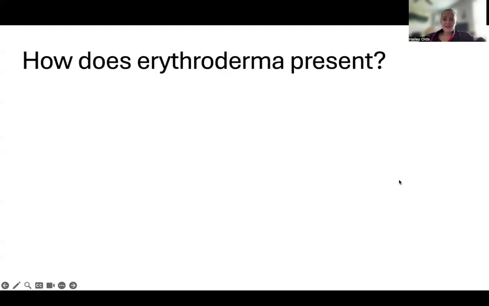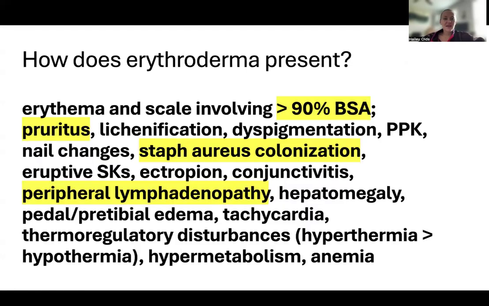Okay. How does erythroderma present? What percent BSA does it have to be erythroderma? So it's erythema and scale involving over 90% of the body surface area. And it can be itchy, like lichenified. You can have nail changes. You can have secondary bacterial infection. You can have lymphadenopathy with this. It can cause some of the chronic inflammation issues like anemia. And you can have issues regulating temperature too.